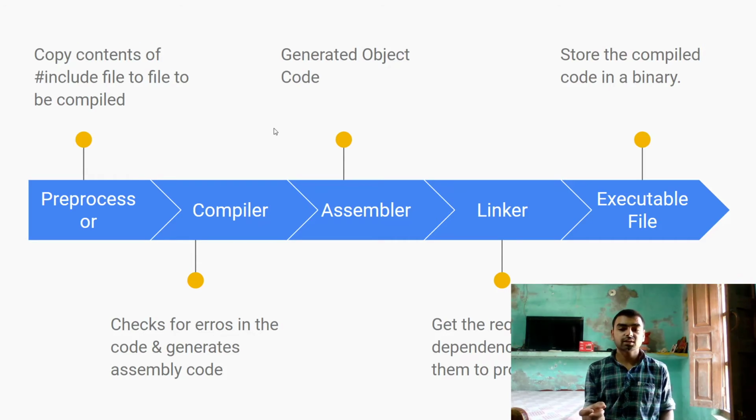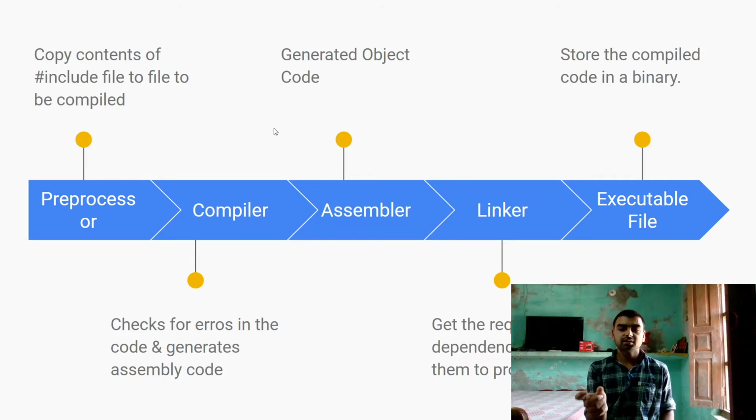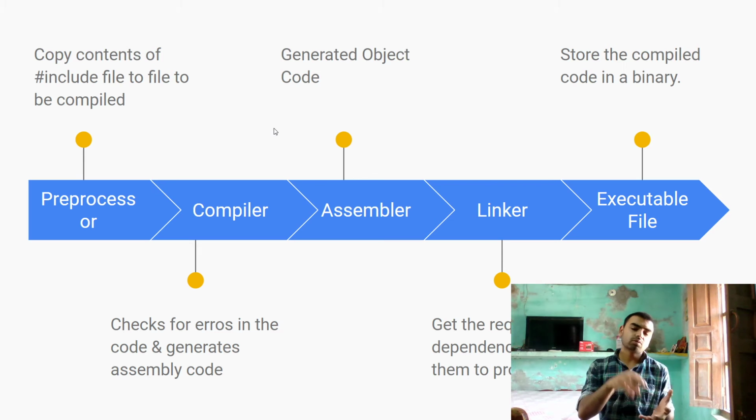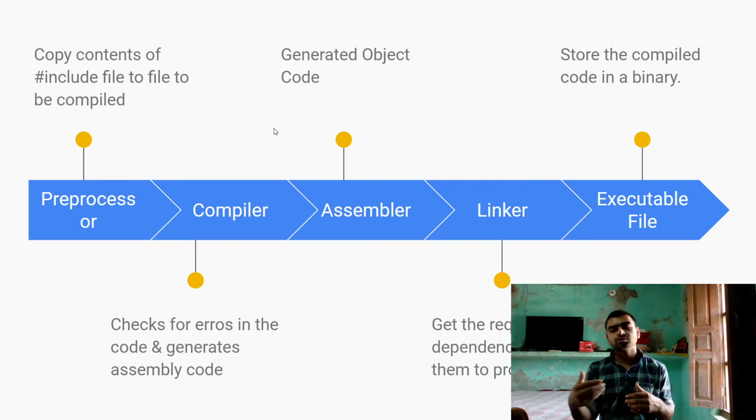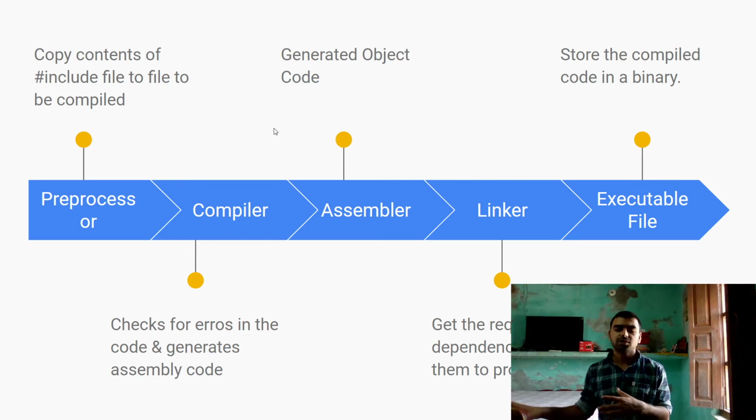So the linker is going to take the code for this cout statement and add that code into our program, so our program can use it anytime it gets executed. Then at last we have the executable file, which is just the stored form of binaries, zeros and ones stored into a file, and it is called an executable file. That is all an executable file is about.